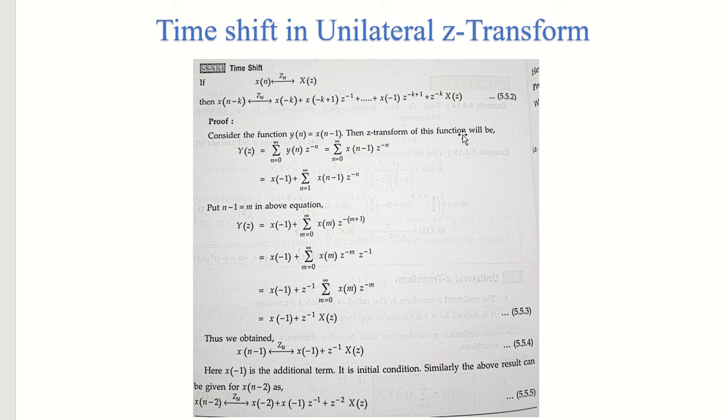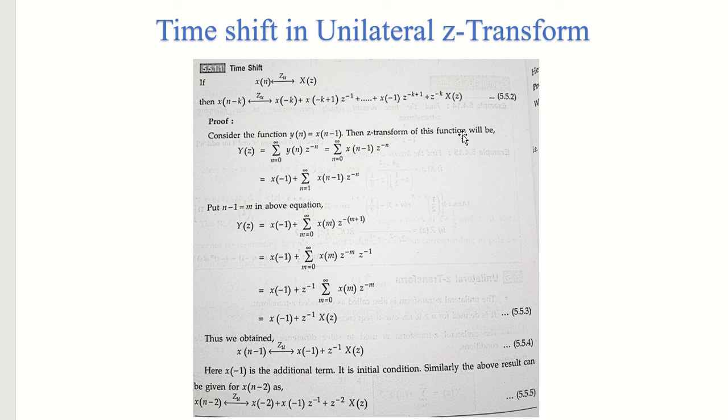And then remember we discussed power series earlier. So if I'm having x of n minus k, the time shift property says if I take the Z transform of this signal x of n minus k, the Z transform of that signal will be equal to x of minus k plus x of minus k plus 1 z inverse plus up to x of minus 1 z raised to k minus 1 plus z raised to minus k X of z, right? Let's try to prove it.